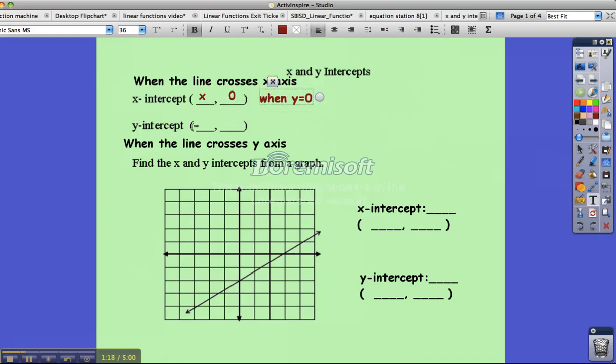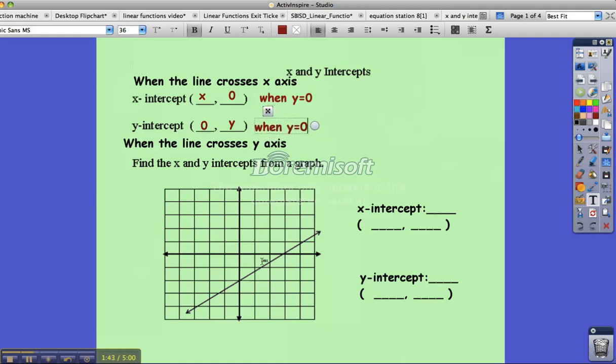My y-intercept then is when my line crosses this y-axis. So whenever my line crosses my y-axis, I'm looking for what value I have for y when x equals 0. So my y-intercept is what value I have for y when x equals 0.